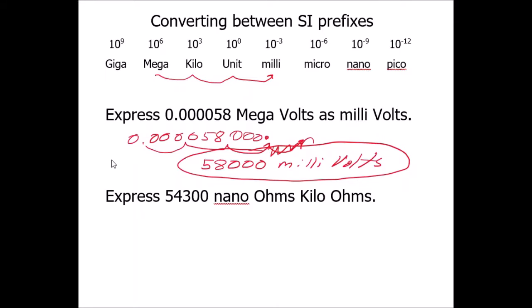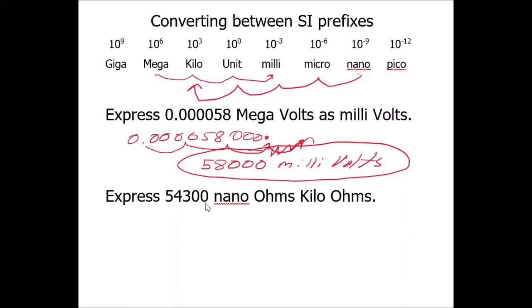Now I'm going to do one where I'm going the other direction. I'm starting with nano ohms, that's a unit of resistance, and I'm going to kilo ohms. So I'm starting at nano and I'm jumping over to kilo. That's 1 jump, 2 jumps, 3 jumps, 4 jumps to get to kilo. And every time I jump, I move the decimal point 3 places over, and notice I'm going in the same direction. When I jump to the left, I'm moving the decimal point to the left. When I jump to the right, I move the decimal point to the right.